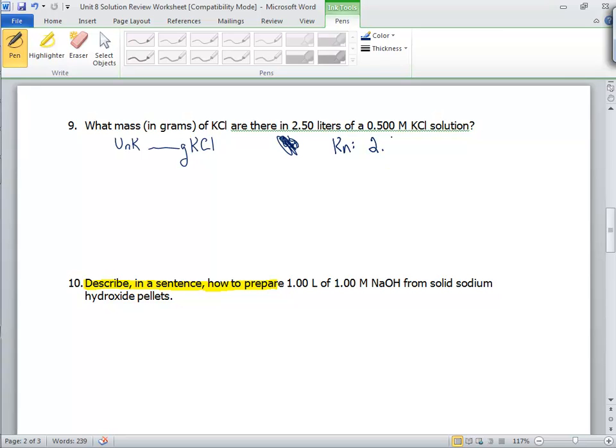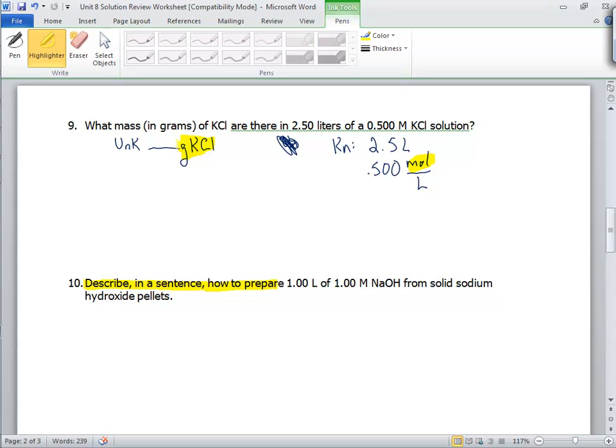I need to make 2.5 liters, and I need the solution to be 0.500 moles per liter. Because remember, the unit molarity is moles per liter. And once again, we're going to look at our units and what we need to do. Now, I know that I can get from moles to grams if I can just get rid of those liters.